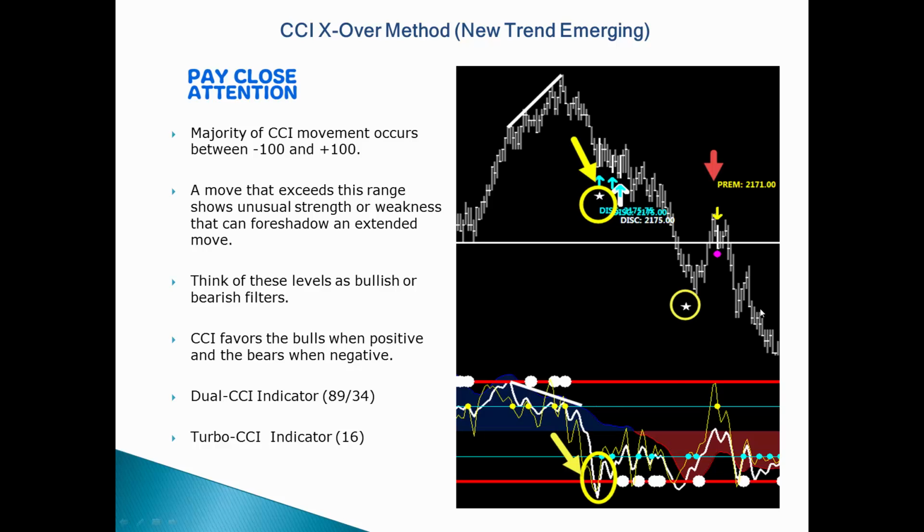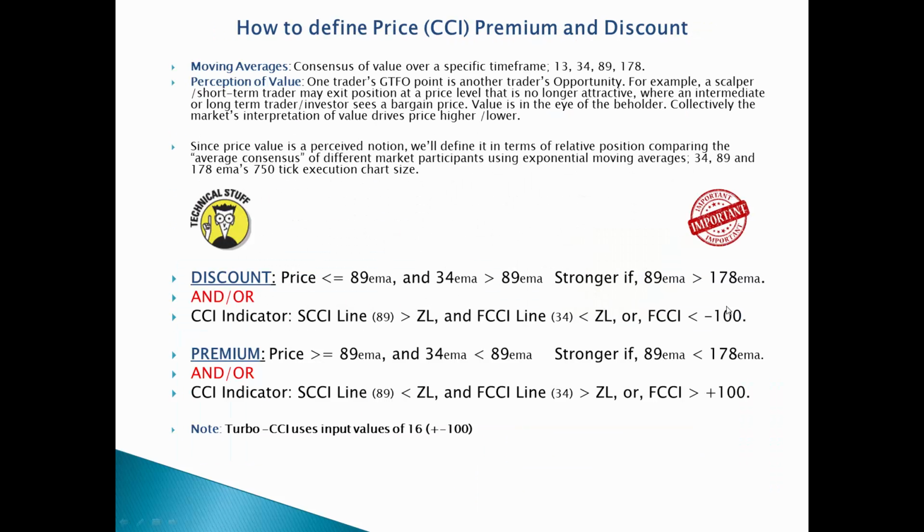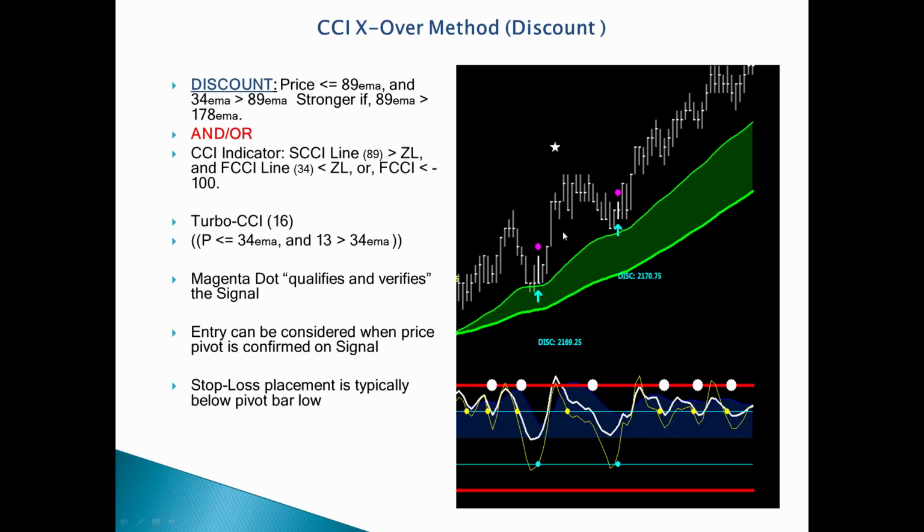All right, let's go back to the next slide. Okay, so this is how we mathematically define the premium and discount. Let's move ahead, and we're going to show you the discount itself. So this may make a little bit more sense using the graphic. Okay, so the discount, again, price is less than or equal to the 89, and the 34 is greater than the 89. So you can see the comparative of the moving averages here.